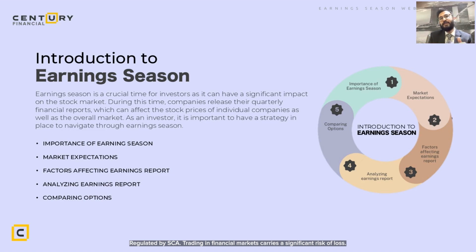Right. Third thing is the factors which affect the earnings report, and there are a lot of factors which can actually influence a company's earnings report. It really can impact the stock price, because there are a lot of factors. So for example, imagine a company which is basically operating in a very cyclical industry.